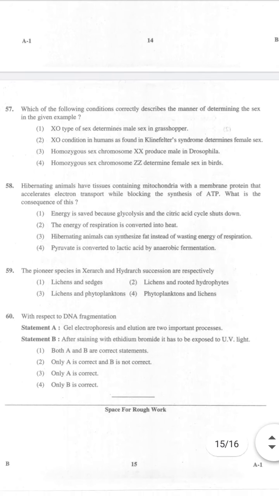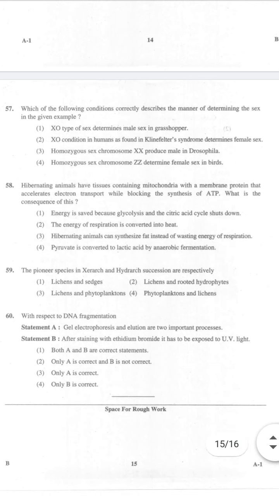The pioneer species in xerarch and hydrarch succession are respectively option 1 lichens and sedges, option 2 lichens and rooted hydrophytes, option 3 lichens and phytoplanktons, option 4 phytoplanktons and lichens. The correct answer from the given 4 options is option 3.